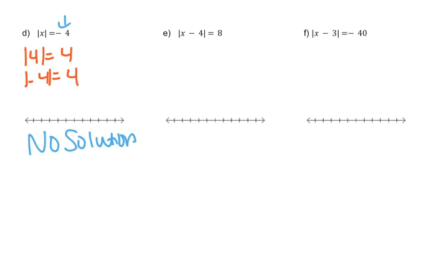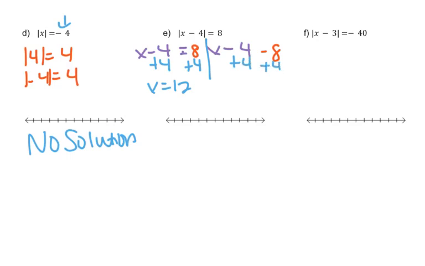So anytime you have a negative on the outside like this, just know there's no solution because you can't solve it. All right, let's think, the absolute value of what gives me 8? So it would be 8 and negative 8, right? Let's go ahead and plug in x minus 4 for both of them. So we're going to do plus 4, plus 4. So x would equal 12. And x would equal negative 4.